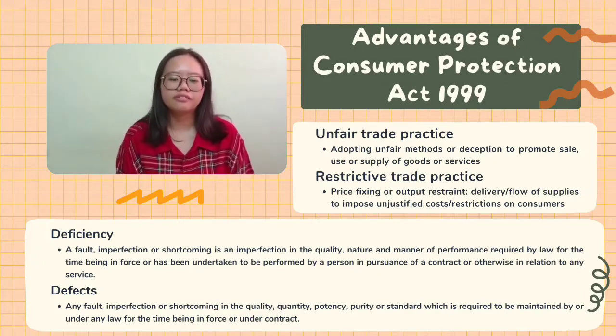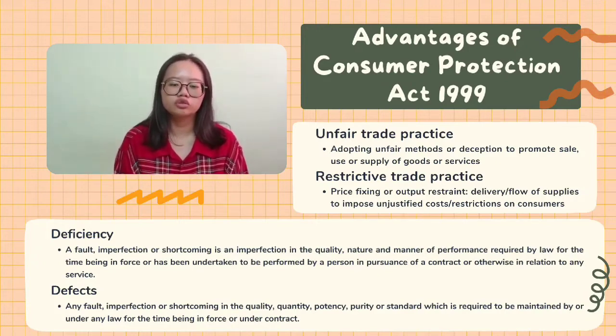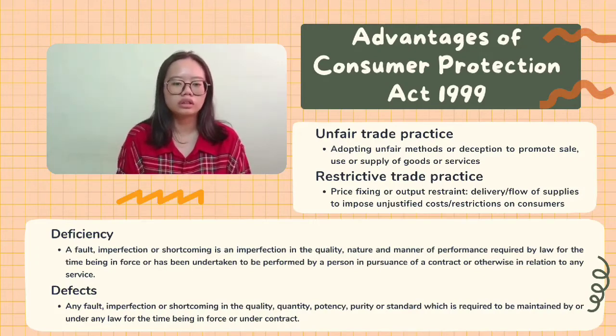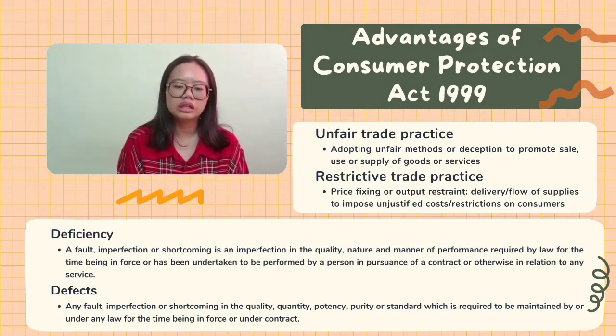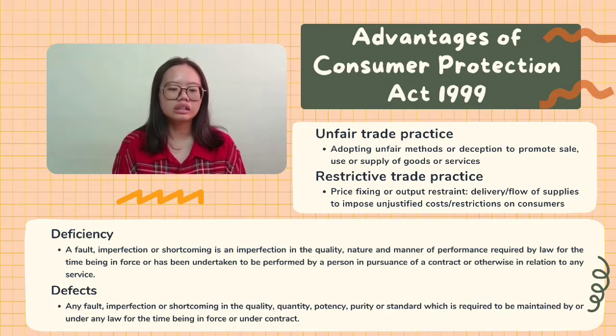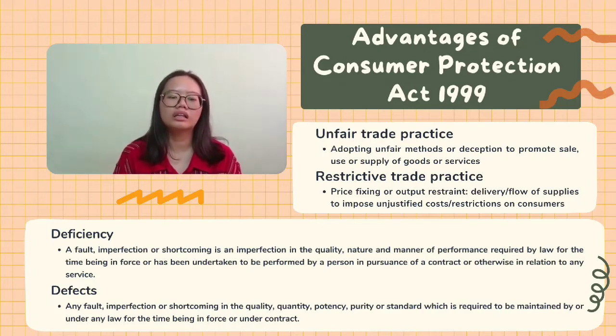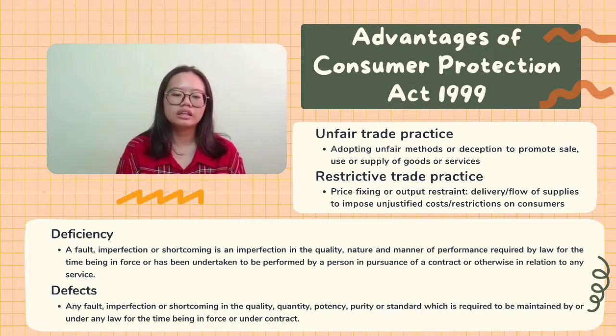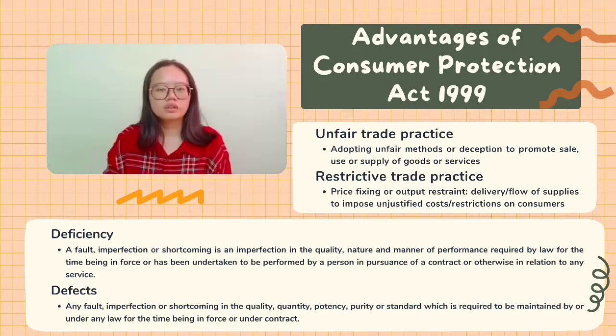Next is defect. Any defect, imperfection, or insufficiency in the quality, quantity, potency, purity, or standard needed to be maintained by or under any law in force at the time, or under any express or implied contract, or as claimed by the merchant in connection with any commodities.